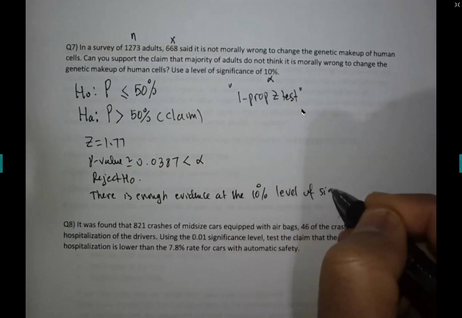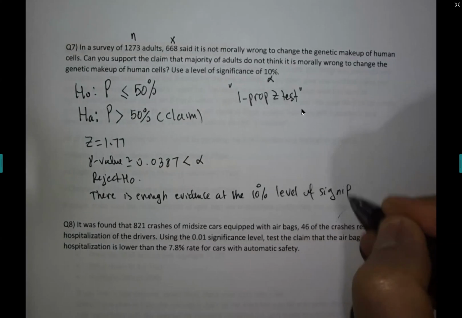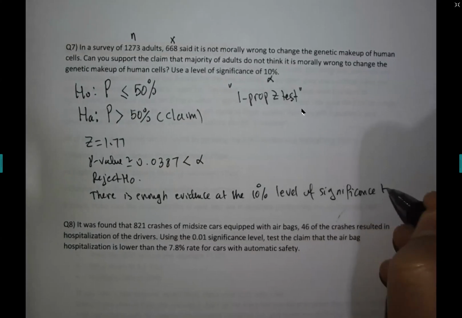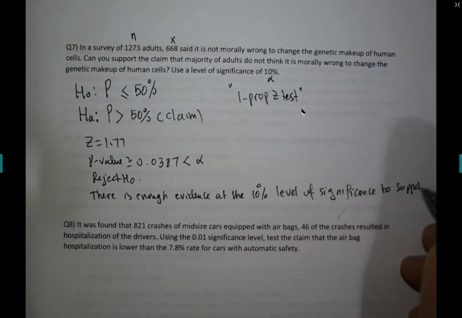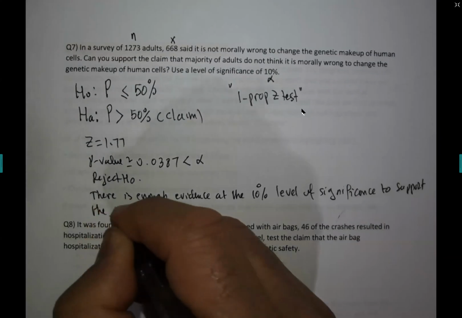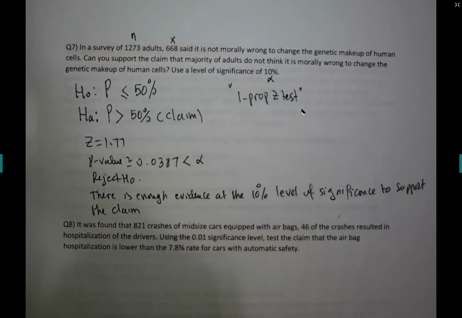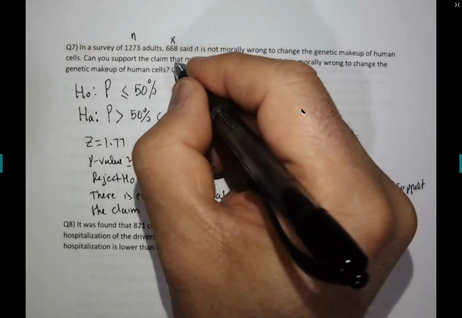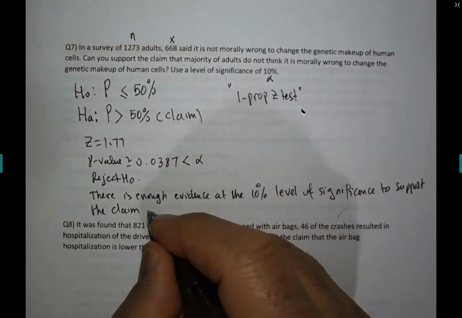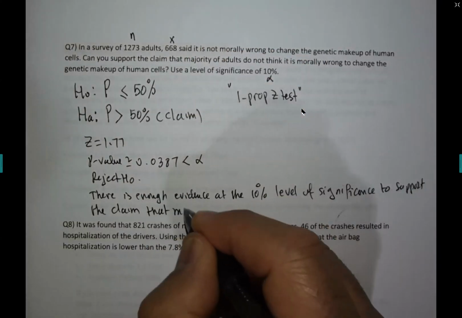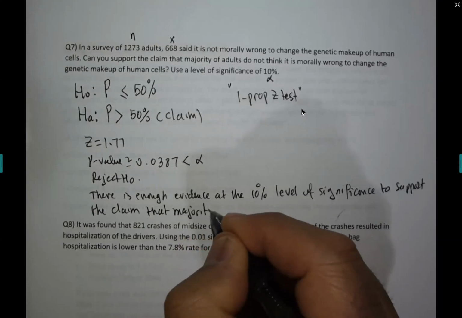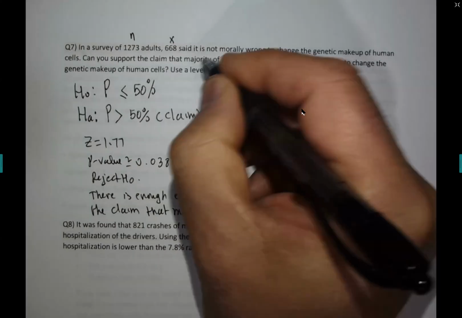You have to tell the reader that there could be a type 1 error here to support the claim, and just the claim that majority. You just copy it right here.